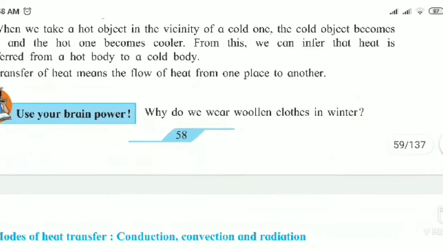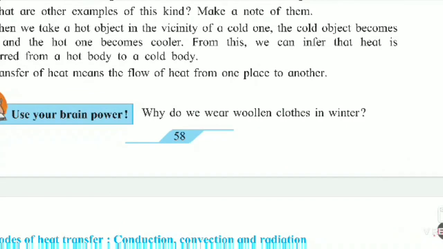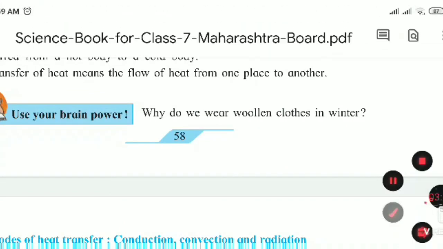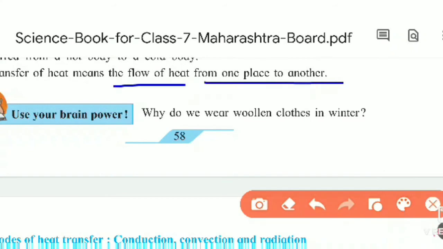Next, transfer of heat. What is transfer of heat? In all these activities we saw that a transfer of heat takes place, and this transfer of heat means the flow of heat from one place to another place.